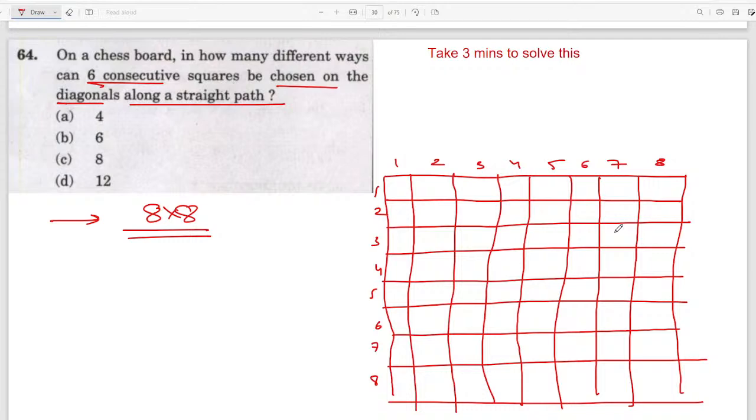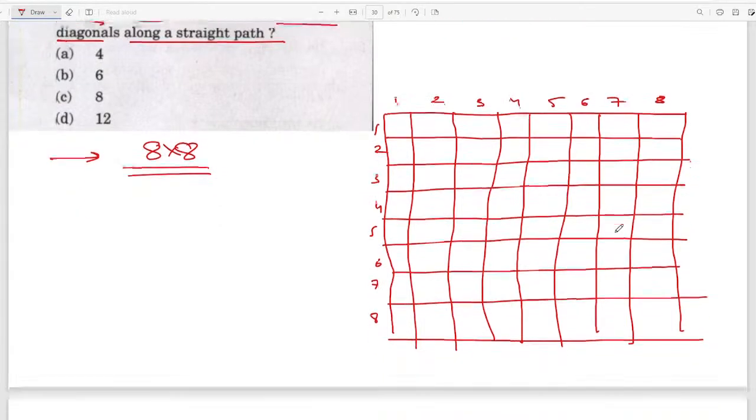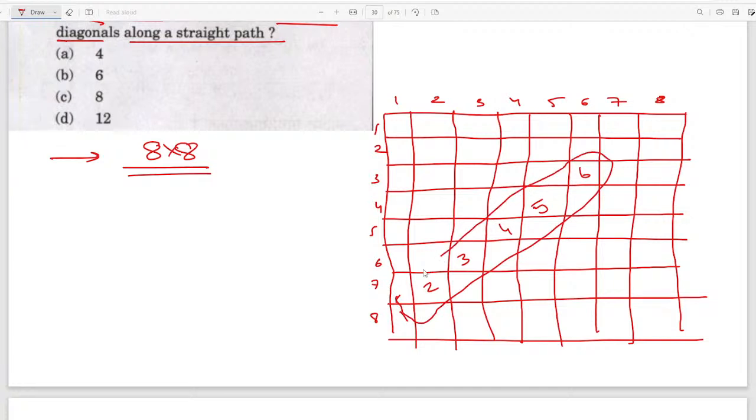So they are saying that you have to choose 6 consecutive squares on the diagonal, like this: 1, 2, 3, 4, 5, 6. Like this, these 6 together, this set you have to select. And they are asking in diagonals how many ways you can select. One way is this: 1, 2, 3, 4, 5, 6. This is one set. Till here, this is one set, in a straight line.